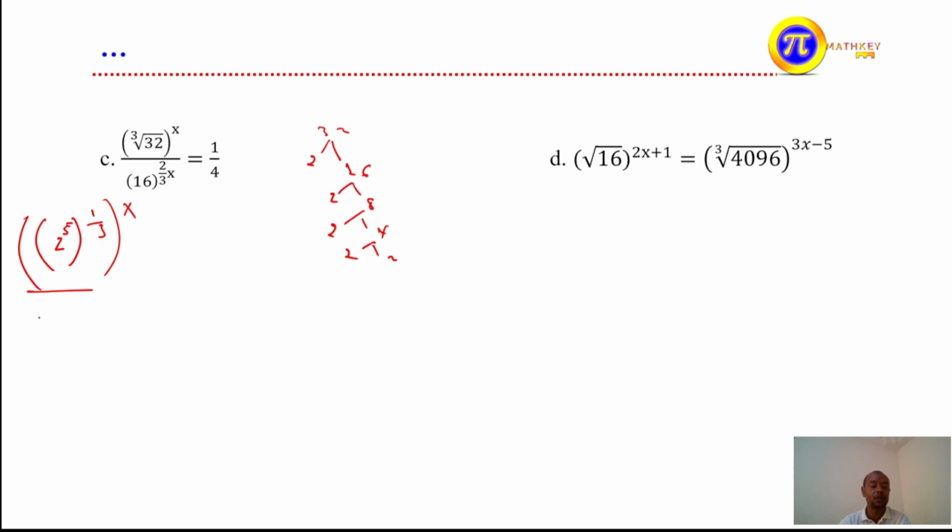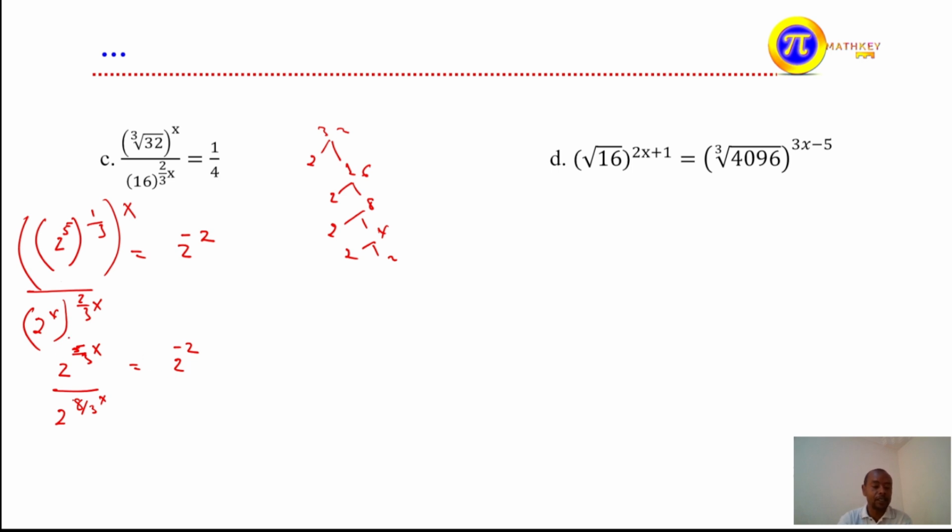Over this, 16 means 2 to the power of 4, the whole to the power of 2 over 3x, which is equal to 1 over 4. 1 over 4 means 1 over 2 squared, that means 2 to the power of negative 2. We express it like this. After that, take the product of these exponents for the numerator as well as for the denominator, which is 2 to the power of 5 over 3x over 2 to the power of 8 over 3x, which is equal to 2 to the power of negative 2.